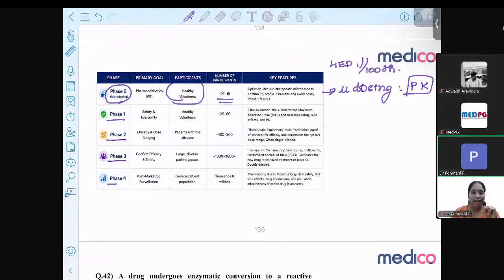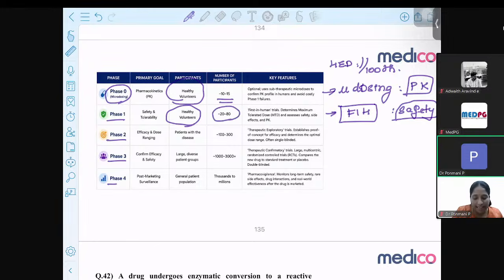Now coming to phase 1. The main aim of phase 1 is to determine the safety. Always we see the safety first, okay? And this is called FIH, which is first in human studies. In this also healthy volunteers are included, and the number of persons included in this study will be in tens, that is 20 to 80.